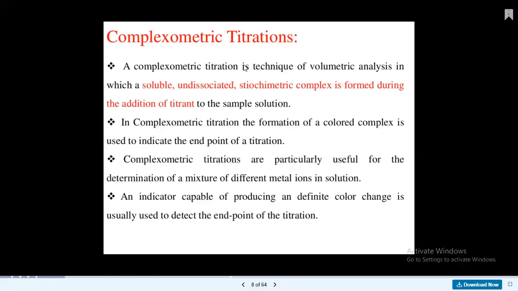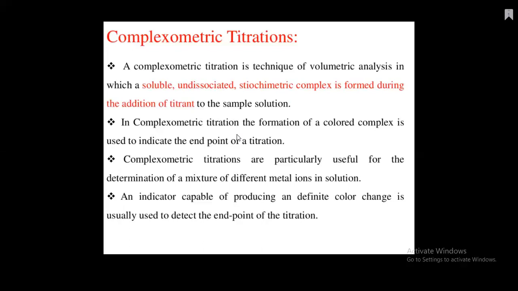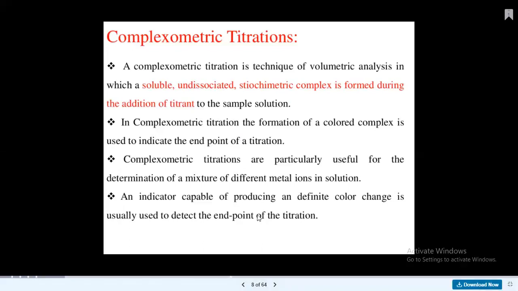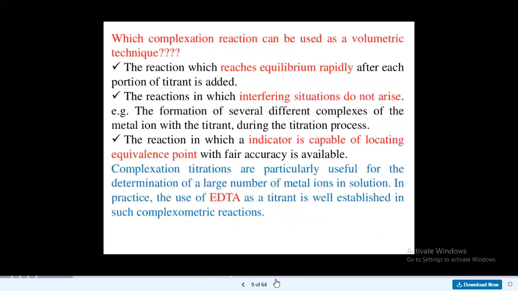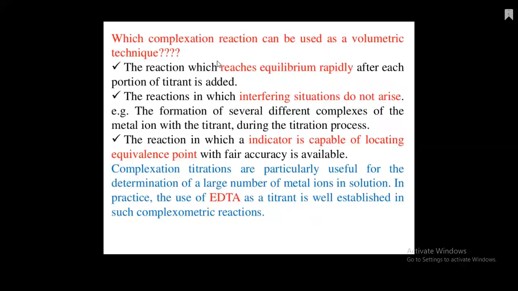So all of these things are required for complexometric titration: a rapid, simple reaction between the sample and the complexometric titrant. Second, there must be some color change that shows the completion of the reaction, and a suitable indicator is also required to find the end point of the reaction. Okay, now which complexation reaction can be used as a volumetric technique?